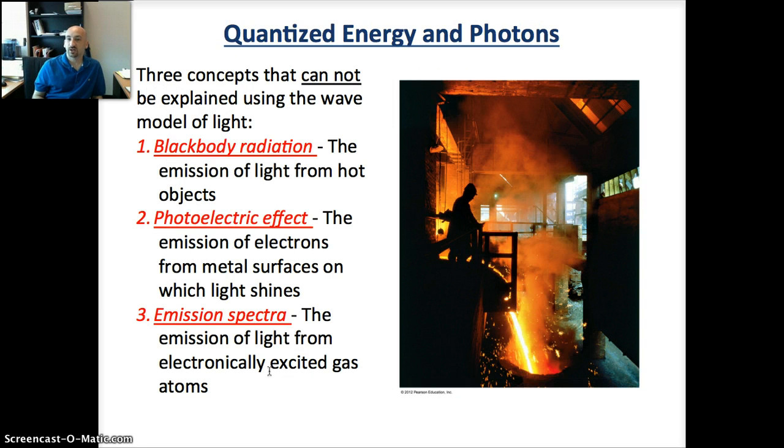So first we can start looking at what we term quantized energy and photons, and we'll talk about this more in the next slide. But there's three concepts that cannot be explained using the wave model of light that we just talked about. The first is blackbody radiation, which is the emission of light from hot objects. The photoelectric effect, which is the emission of electrons from metal surfaces on which light shines, and the emission spectra, which is the emission of light from electronically excited gas atoms. And the figure on the right is just basically the blackbody radiation.